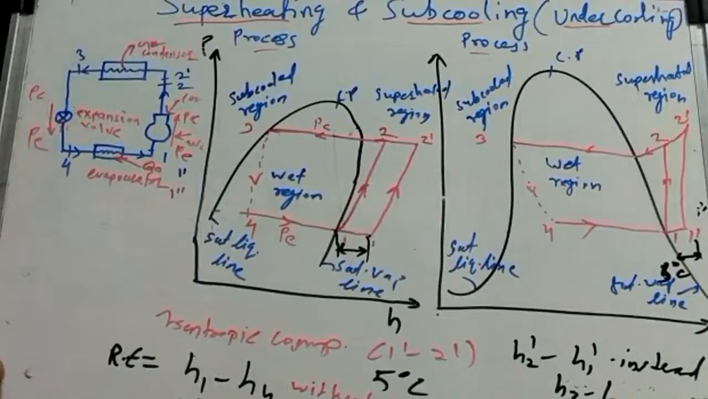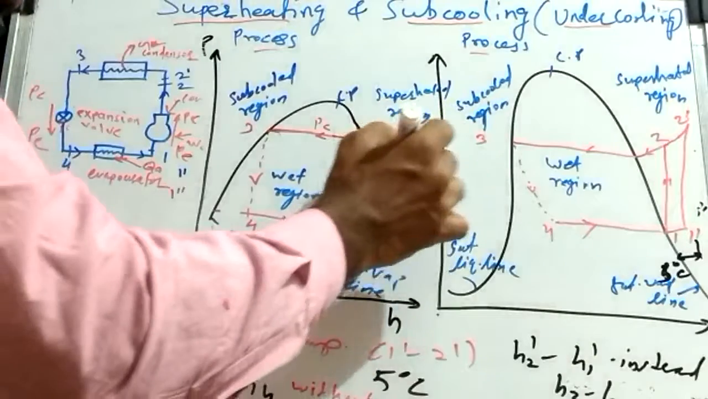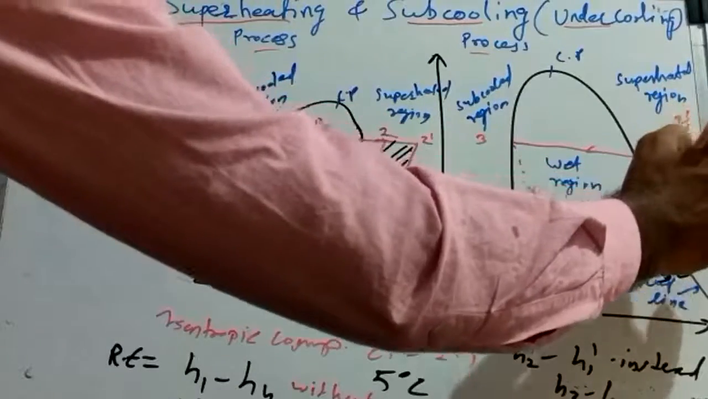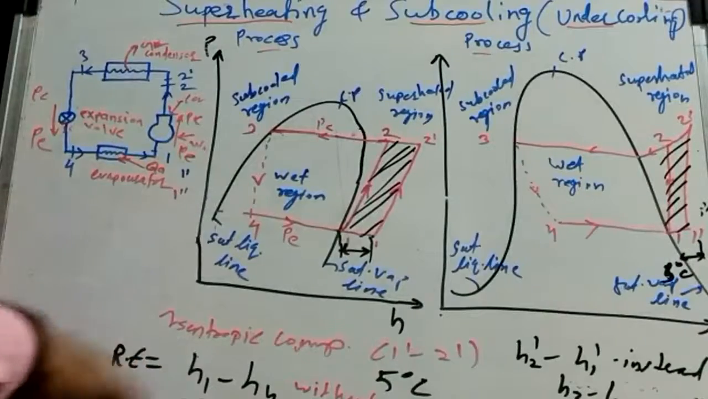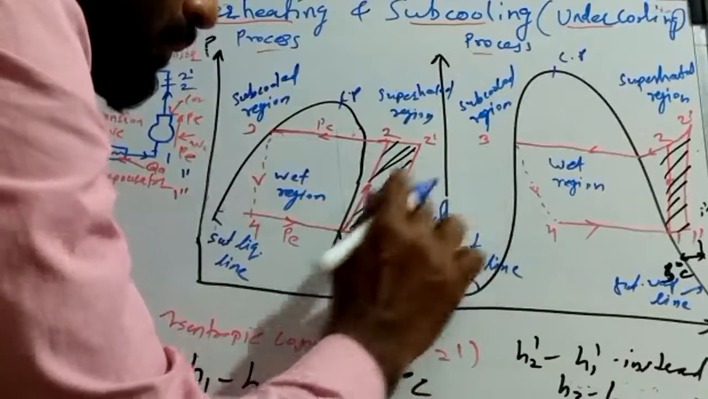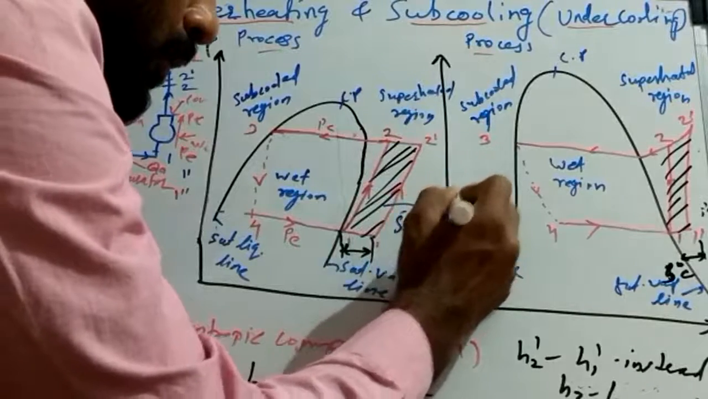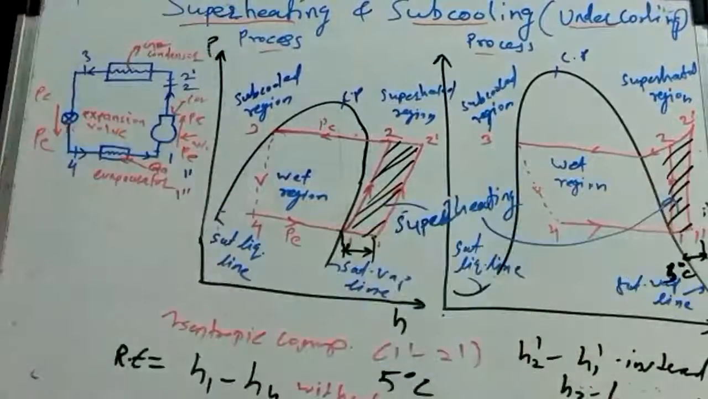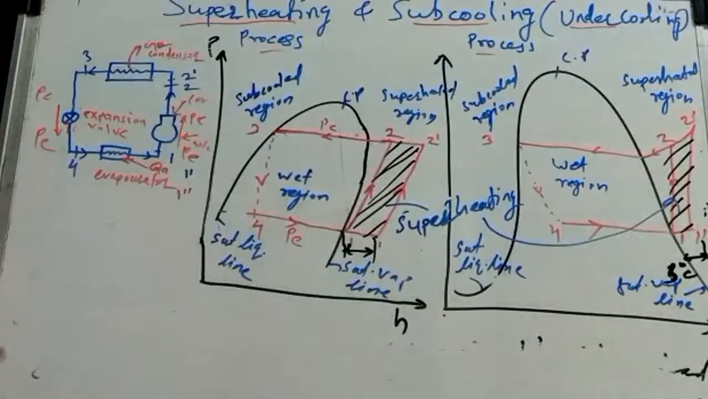So if you want to increase the life of the compressor, we can prefer the superheating compression process. This hatching line will indicate the superheating process. Similarly here. Okay.